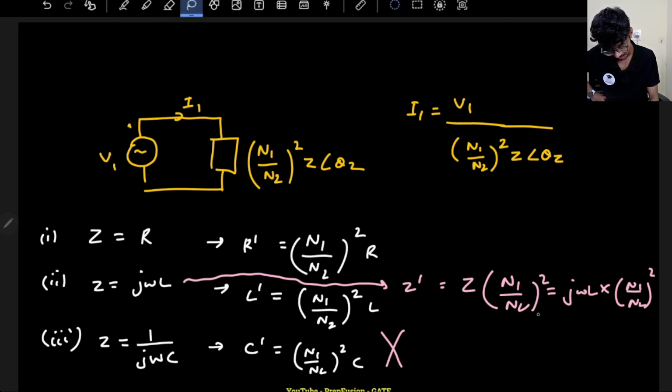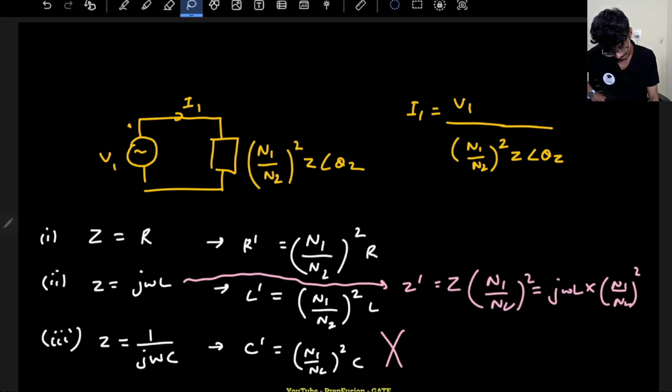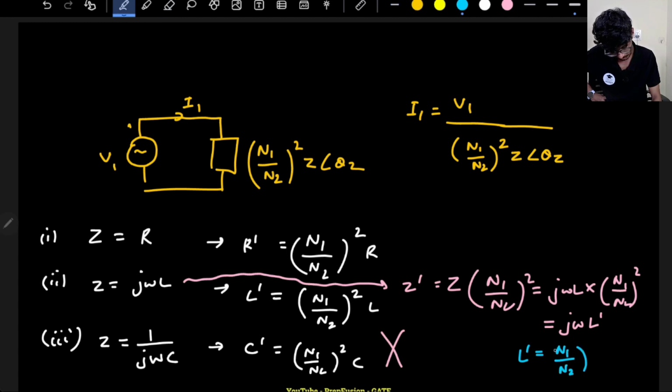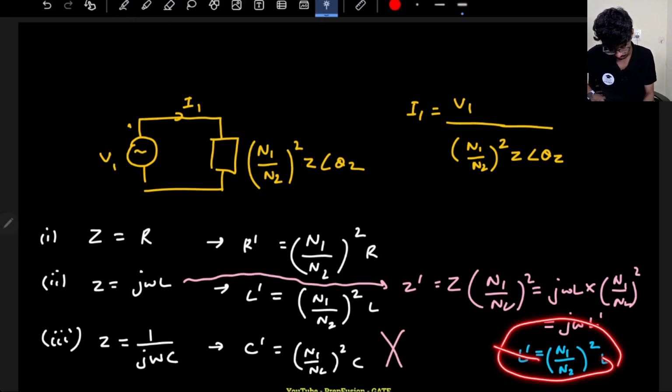And also obviously if it's an inductance on the referred side as well, I will get an inductance only, right? So I can equate this value, N1 by N2 whole square, to be equal to j omega L dash. So from here I can directly say that my L dash will be equal to N1 by N2 whole square into L simply. That's it. Okay, so this is the actual way how you derive.